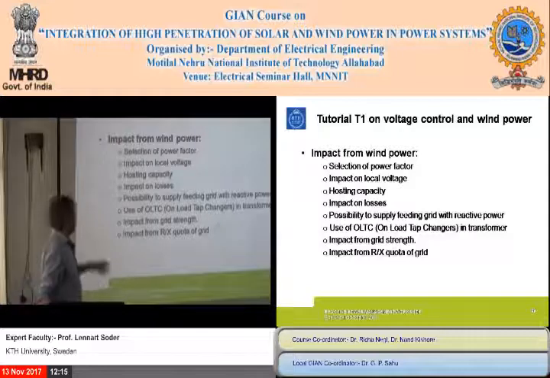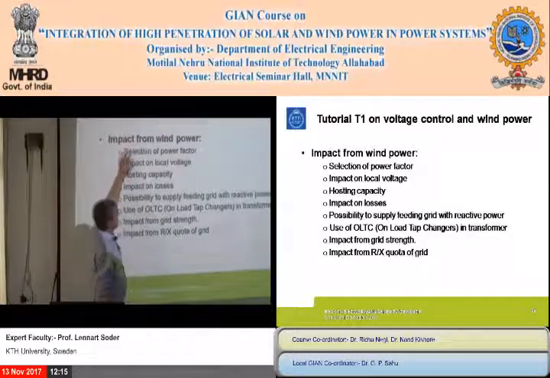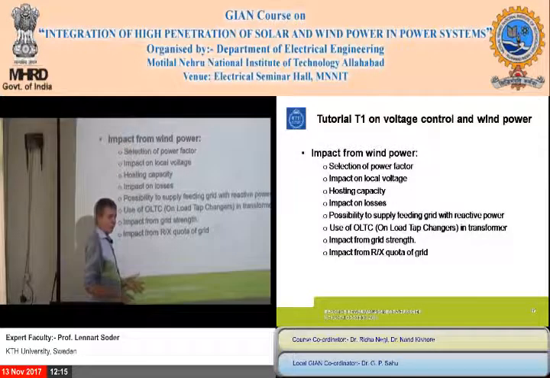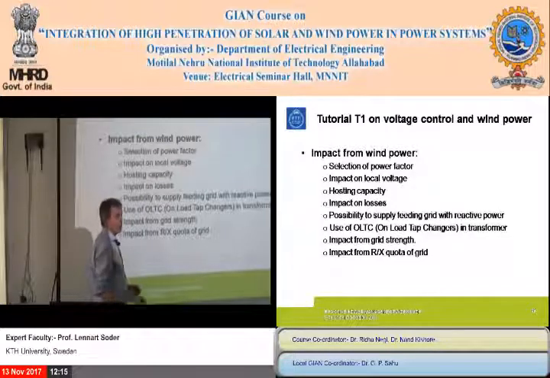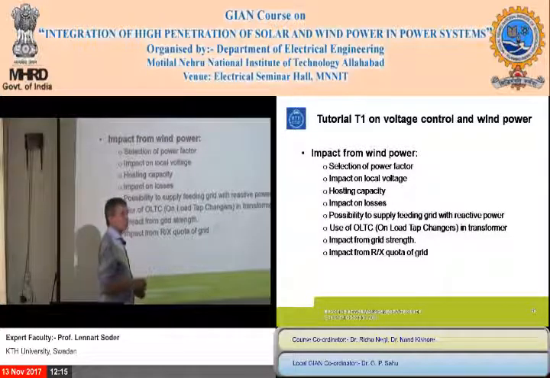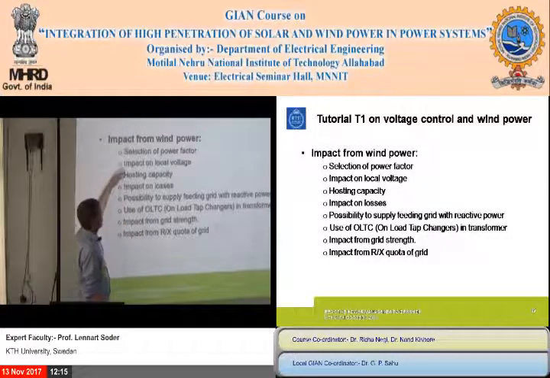So the impact on the wind power, you have a huge amount of different things. Selection of power factor. I mean, which power factor should you have in the wind power plant? What is very common nowadays is that the standard today is that you only supply active power. But then there are some discussions that in very high wind situations, you should start to consume some reactive power in order to keep down the voltage. I will talk a little about that.